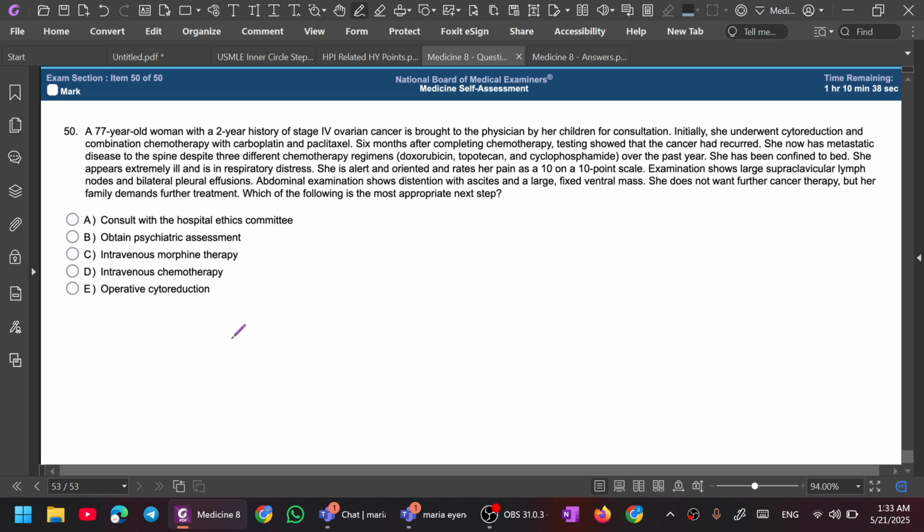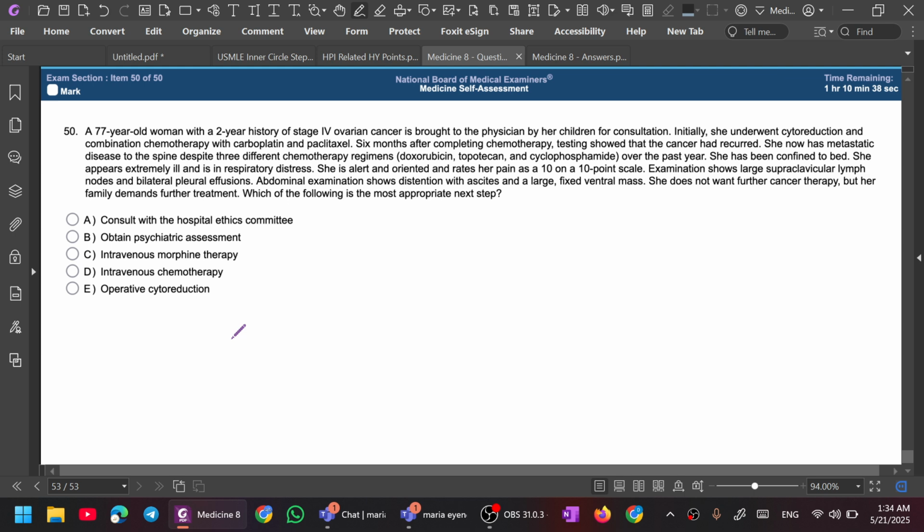A 77-year-old woman with a 2-year history of stage 4 ovarian cancer is brought to the physician by her children for consultation. Initially, she underwent cytoreduction and combination chemotherapy with carboplatin and paclitaxel. Six months after completing chemotherapy, testing showed that the cancer had recurred. She now had metastatic disease to the spine. Despite chemotherapy regimen with doxorubicin, topotecan, and cyclophosphamide over the past year, she has been confined to bed.